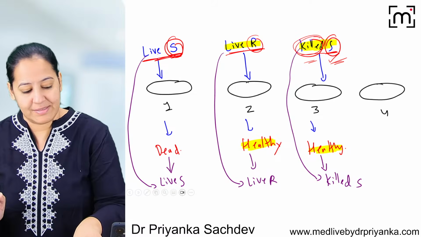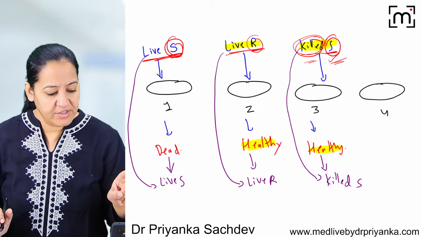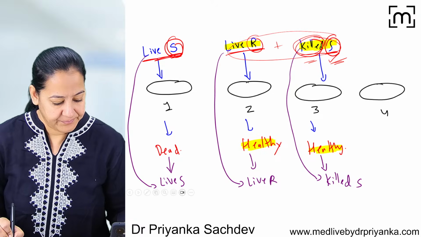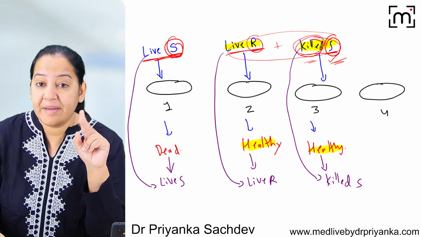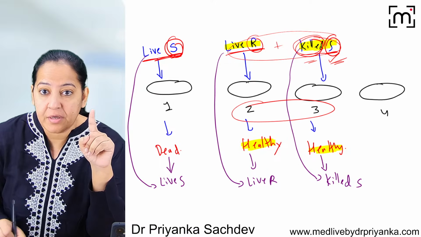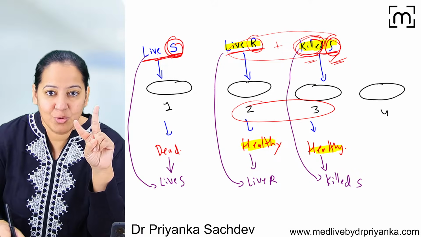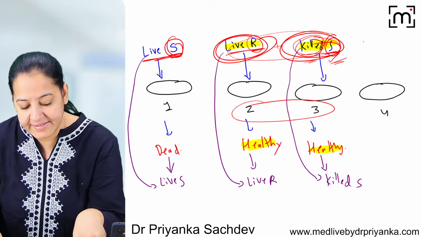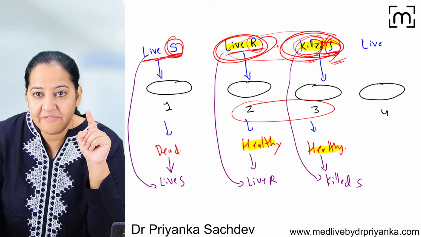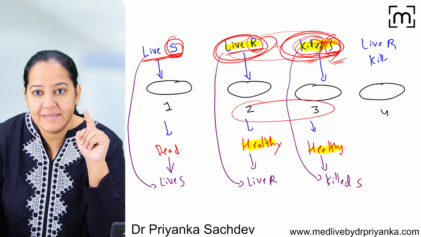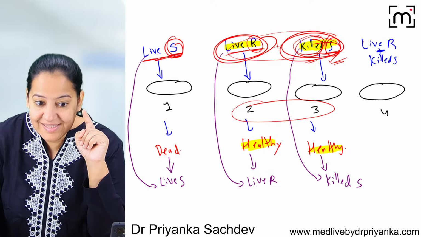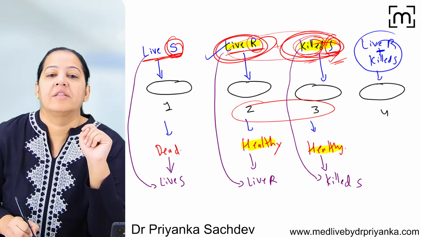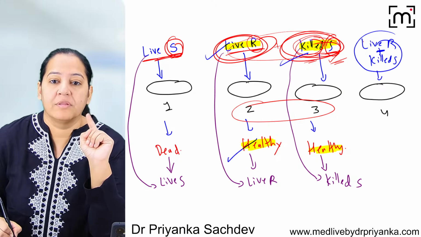In the fourth mice, you inject together. You mix these two things and inject it together. So I'm injecting the second and third combination, the mixture of second and third. What are the two things? This and this. Can you tell me what it is? Say, ma'am, live R and killed S. You mix them together and inject in the fourth. When live R is alone, the mice is healthy. When killed S is alone, the mice is healthy.